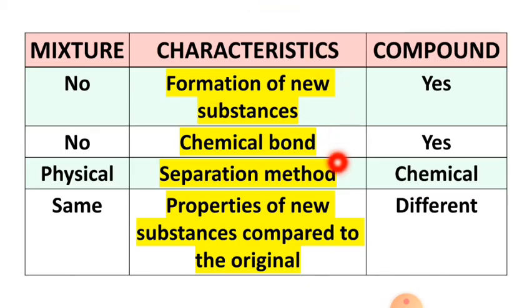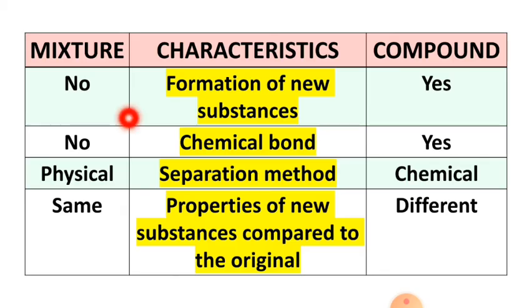Next is the characteristic: formation of new substance, chemical bond, separation method, properties of new substance compared to the original. So mixture and compound, they have these differences. You can see from here.